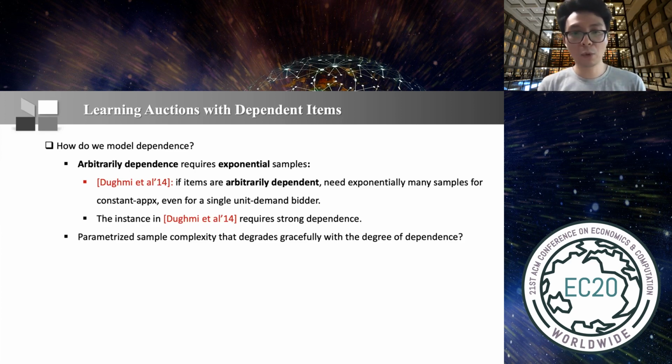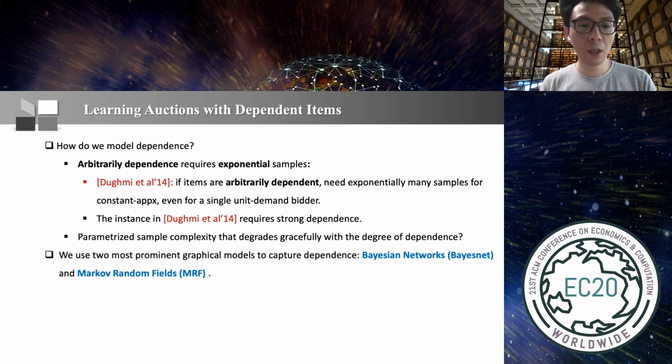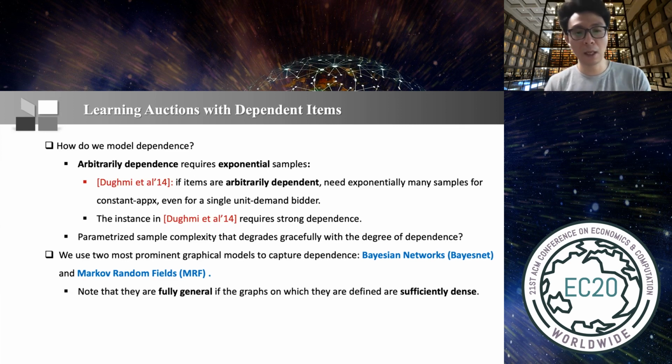Of course, capturing dependency in high dimensional distributions has been studied by the machine learning and statistics community for quite some time. So what we do is we take two of the most prominent models to capture the dependency, namely Bayesian networks and Markov random fields. In the next slide, I will show you two examples of these two models. But first, let me say that these two models are fully general if you allow the graphs that these models are represented on to be sufficiently dense. So you can use both models to capture arbitrary dependence.